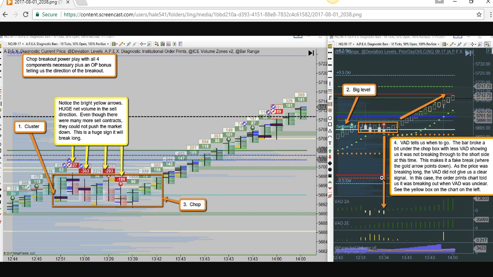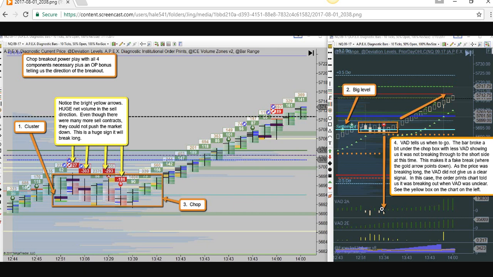All right, right here. Now, as the price was breaking long, out of the chop box, sometimes, not all the time, you'll see that fake break going the other direction, and then when it starts to go the other direction, that's the direction it's going to go. Not always, but that can help you sometimes: okay, we had a fake that way, maybe it's going to go the other way, right? But as the price was breaking long to the upside, the VAD did not give us a clear signal, okay?